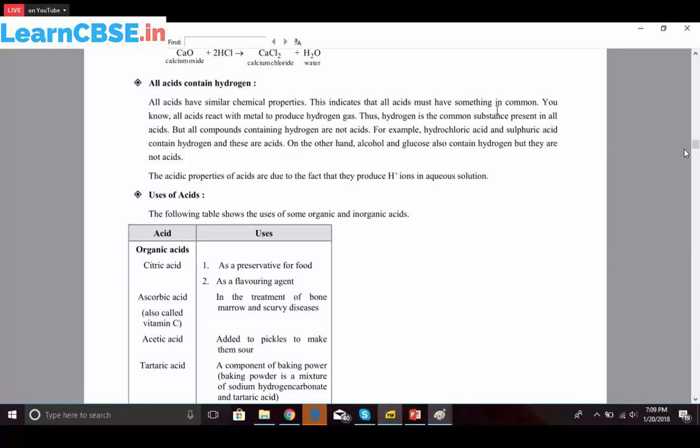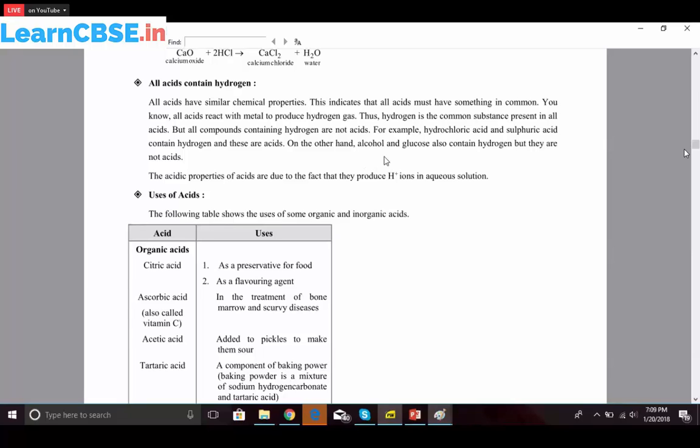So all the acids must have something in common. We know that when all acids react with a metal, they produce hydrogen gas. So it means that hydrogen is the common substance present in all the acids. But all compounds containing hydrogen are not acids. How can we come to know whether it is an acid or not? When dissolved in water, it should be capable of producing H plus ions. Then we call it an acid.